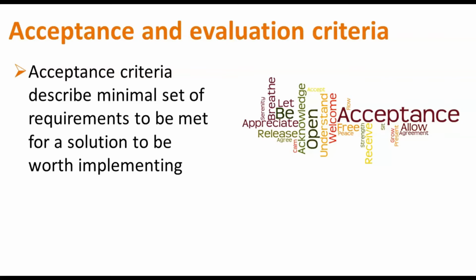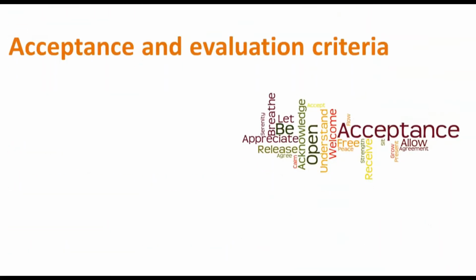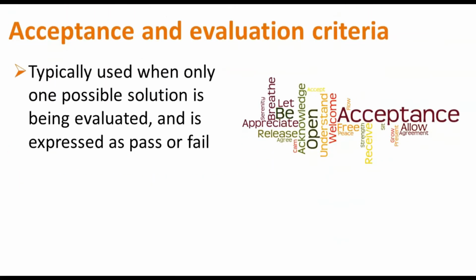In fact, those of you who use agile methods must be writing acceptance criteria for a user story, which means if those conditions are met, then the user story is accepted, otherwise the user story is not accepted. And typically we use acceptance criteria only when one possible solution is being evaluated, and obviously we say whether something has passed or did not pass the acceptance criteria, which is essentially, you might have heard the test called UAT, user acceptance test.